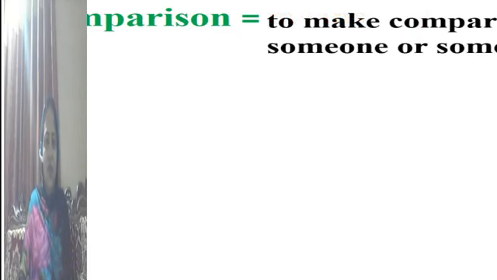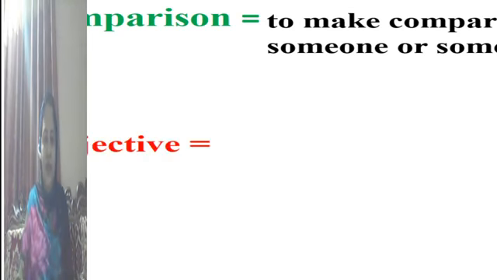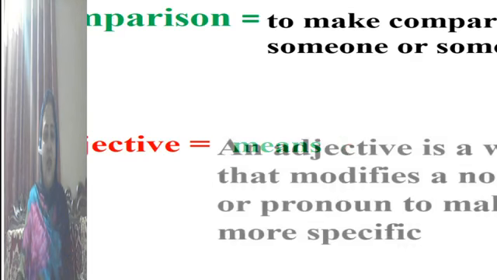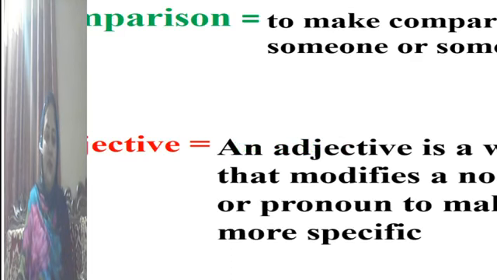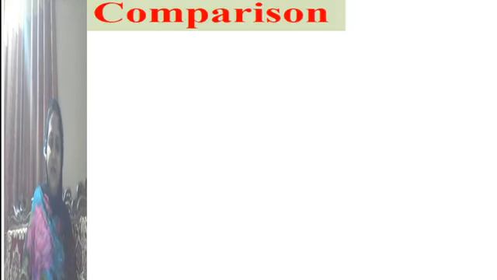Comparison means to compare someone or something. An adjective is a word that modifies a noun or pronoun to make it more specific. So, we use adjectives to specify things from others. This is the reason why we use adjectives, and comparison means to compare between two or more things. So today we will discuss comparison of adjectives.